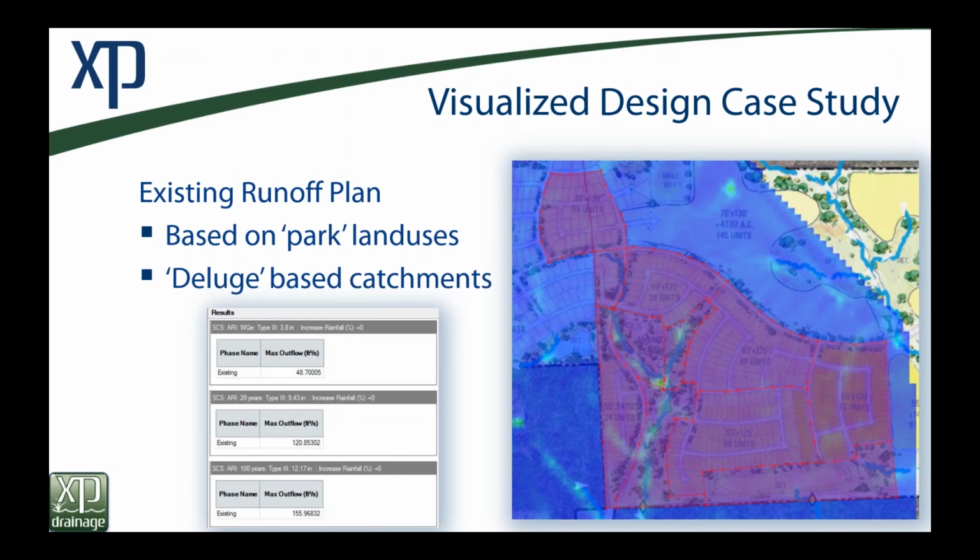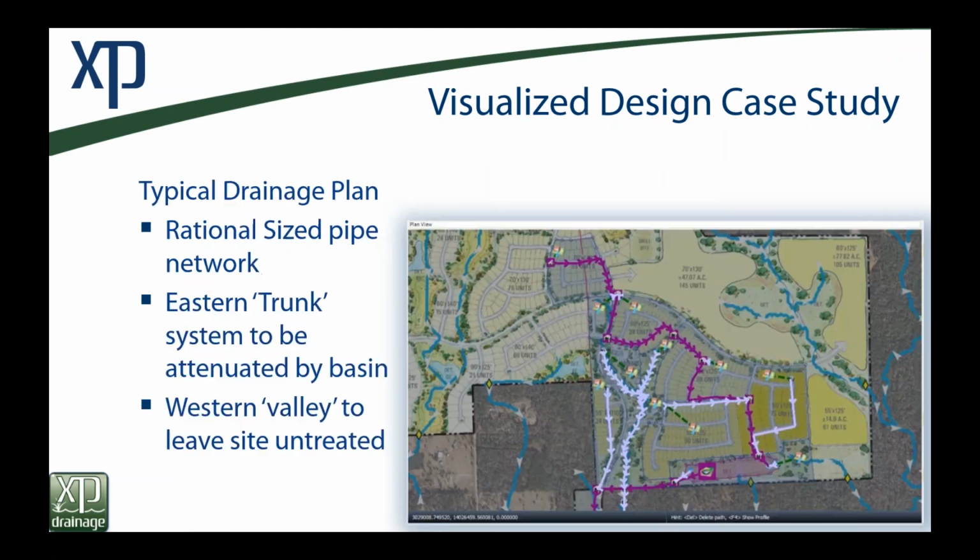So we defined the catchments based on this information and began to get an idea of where in the developed scenario we could start placing our facilities. So let me set up what the typical traditional drainage plan would look like. Based on our rational sized pipe network, we have all of these catchments collected into a storm sewer pipe system, and that dumps out into the bottom portion of the site into a giant pond.